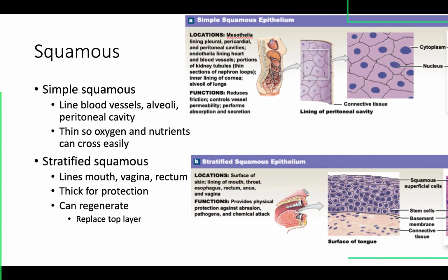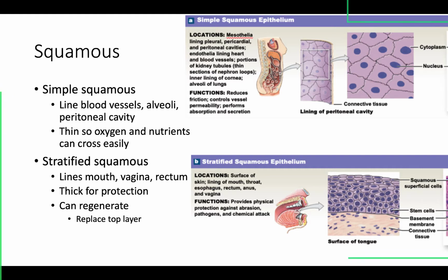Stratified squamous, if we look at that, again, here's the tissue. So this is many layers of squamous cells. If you look at the bottom here, you're going to say, no, that looks like cuboidal. Well, don't look at the bottom. Don't look at where it attaches to the rest of the body. Where it attaches, that's called the basement membrane. Look at the top layer, where it's exposed. This is the exposed surface up here. Those cells look thin and flat. They look like squamous. So that's stratified squamous.